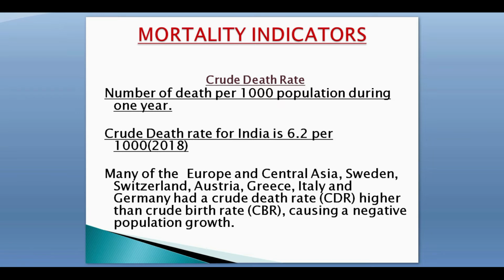What are the different mortality indicators? For example, crude death rate is the number of deaths per thousand population during 1 year. The crude death rate for India is 6.2 per thousand population according to the 2018 Health Bulletin. Many of the European and Central Asian countries like Sweden, Switzerland, Germany had a crude death rate higher than crude birth rate, causing a negative population growth.